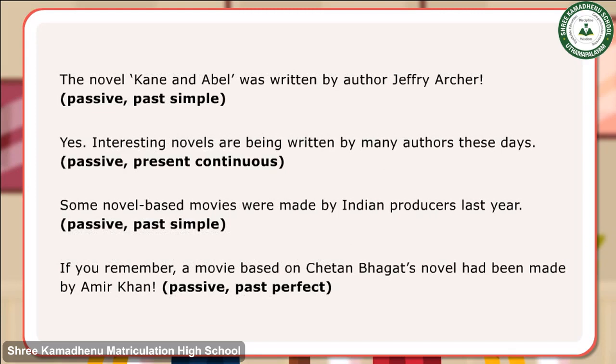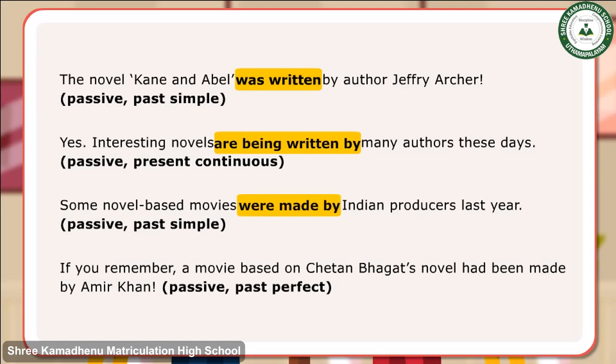The dialogue between the two friends uses passive voice for different tenses. Here are some examples of sentences. The novel Cain and Abel was written by author Jeffrey Archer. Passive past simple. Yes, interesting novels are being written by many authors these days. Passive present continuous. Some novel-based movies were made by Indian producers last year.